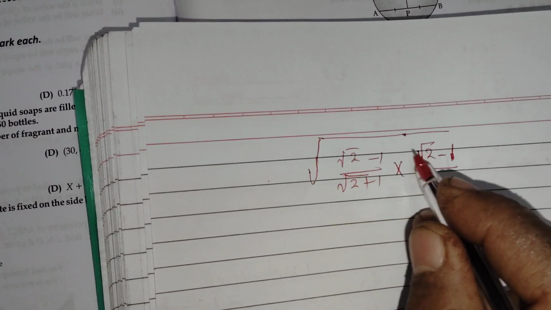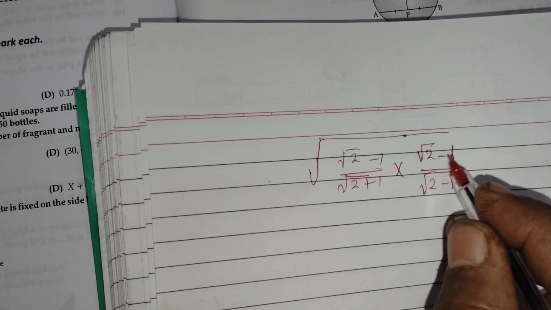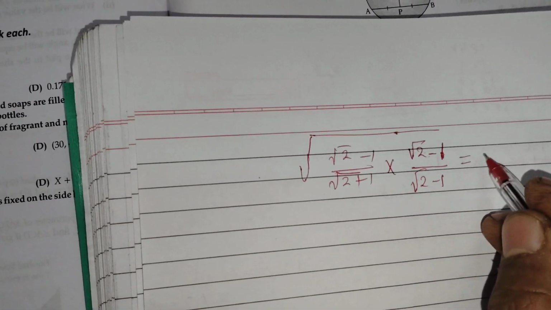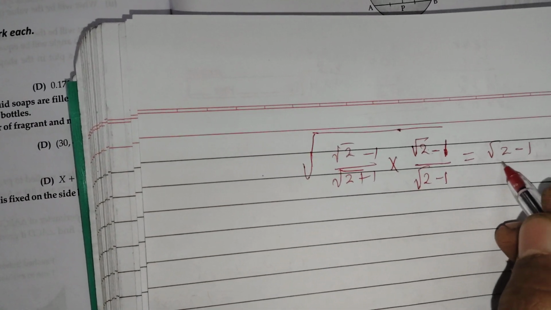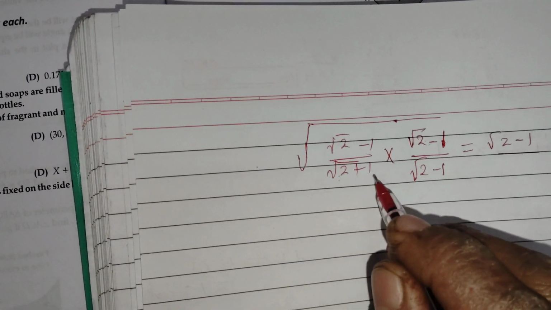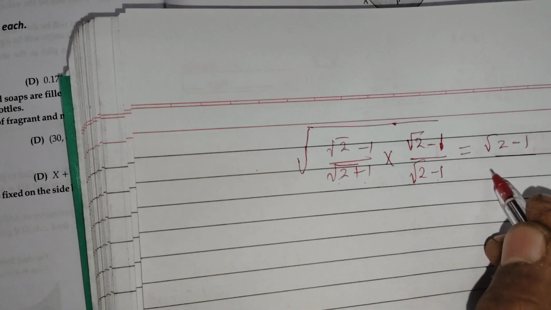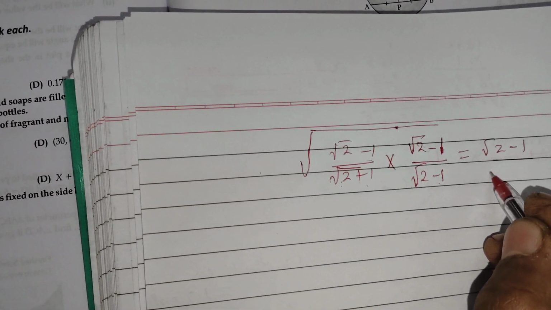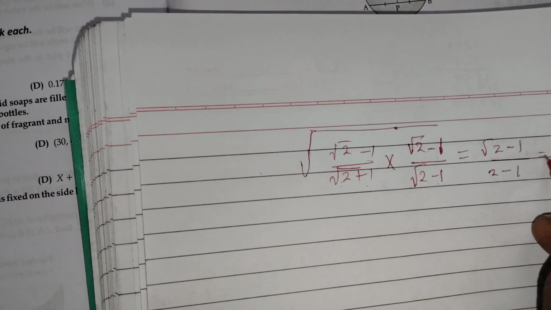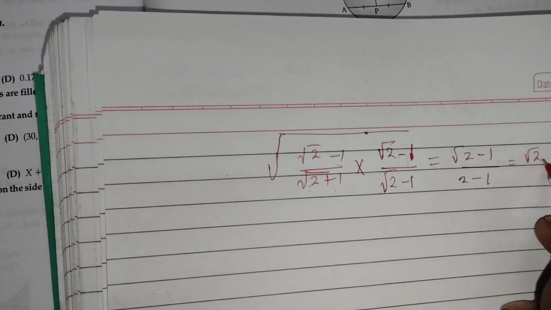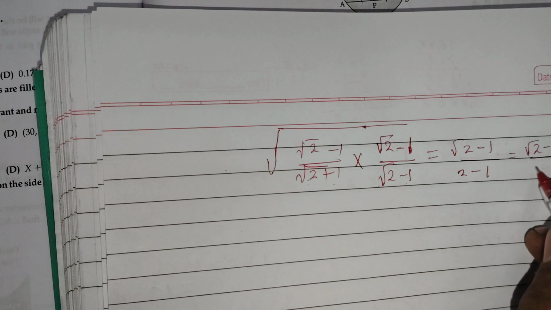Now numerator becomes a minus b into a minus b, which becomes a minus b whole square. So it comes outside the square root sign, and it becomes square root 2 minus 1. Denominator becomes a plus b into a minus b, whose identity is a square minus b square. So square root 2 square is 2 and minus 1 square is 1. And numerator we write as it is, square root 2 minus 1, upon 2 minus 1 is 1.